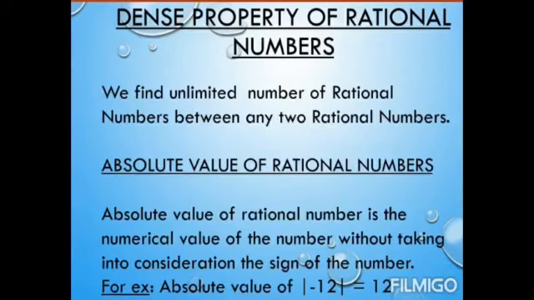We can find unlimited number of rational numbers between any two rational numbers. That is called dense property of rational numbers. Next is absolute value of rational numbers. Absolute value of a rational number is the numerical value of the number without taking into consideration the sign of the number. So absolute value of minus 12 is only 12.